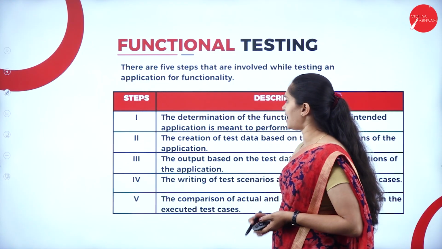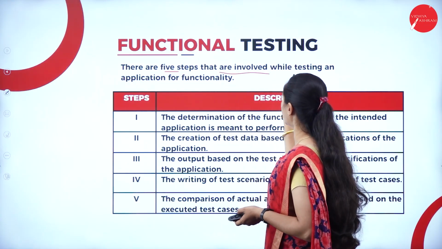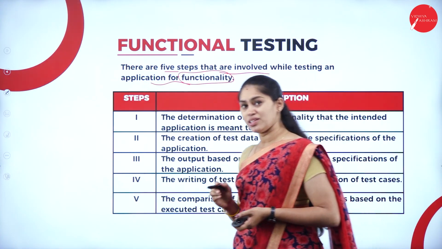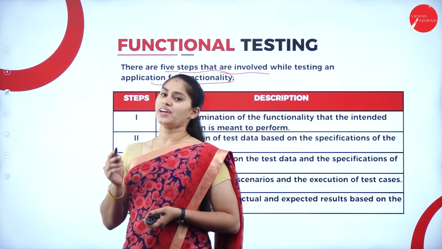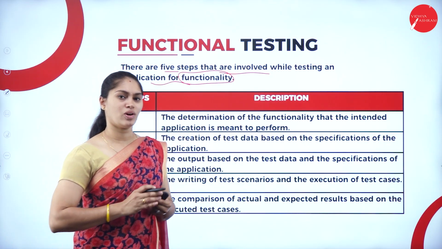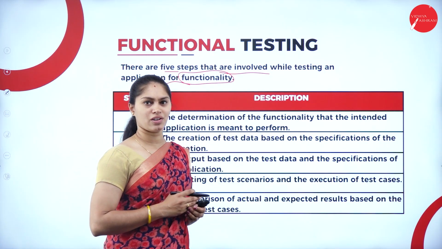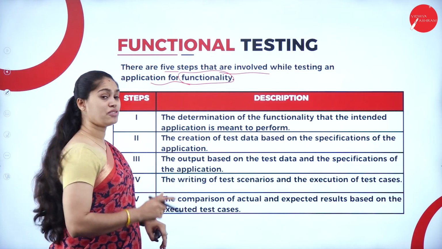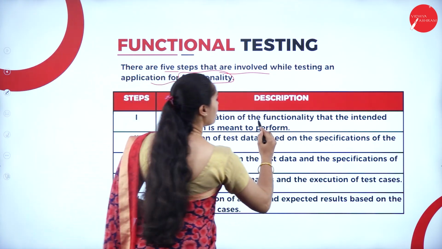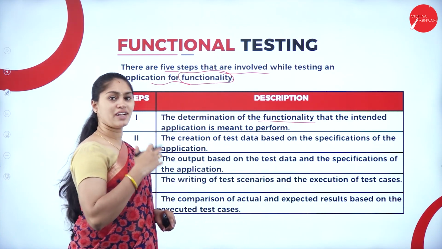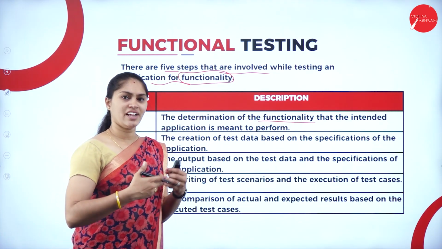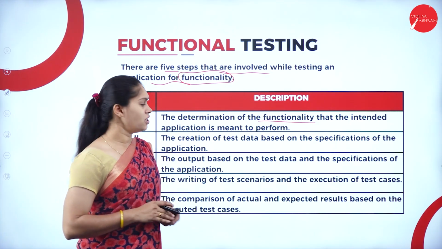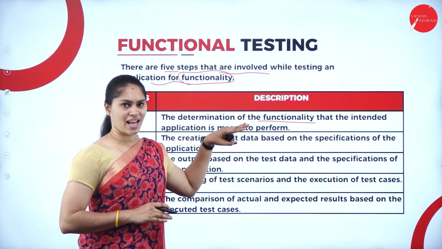So here you can see that we have 5 steps involved while testing the application for functionality. How can I do the functionality test? How can we get to know whether it is satisfying the specifications or not? In order to do that, we have 5 steps here. In the first step, we have to determine the functionality. If I don't know the functionality, how can I check the resultant against it? So it is necessary to determine the functionality first.